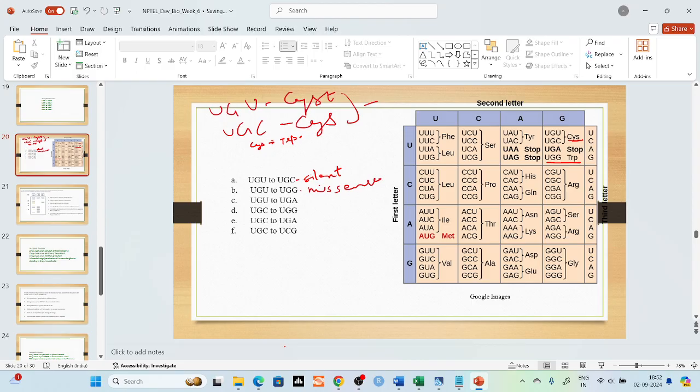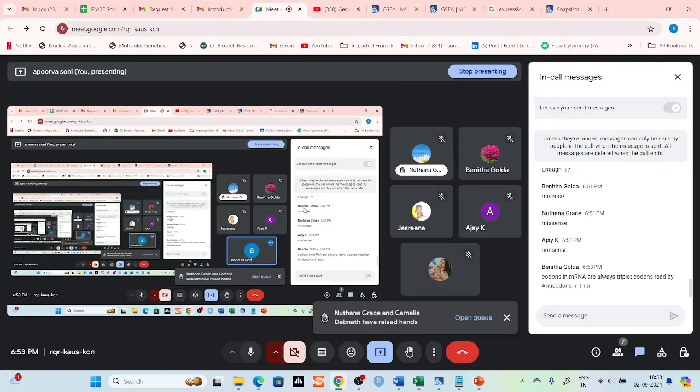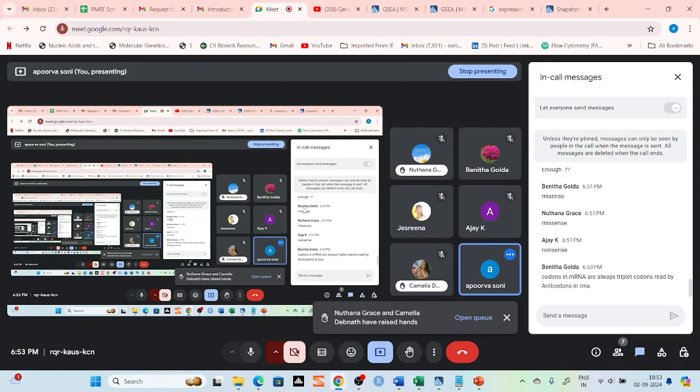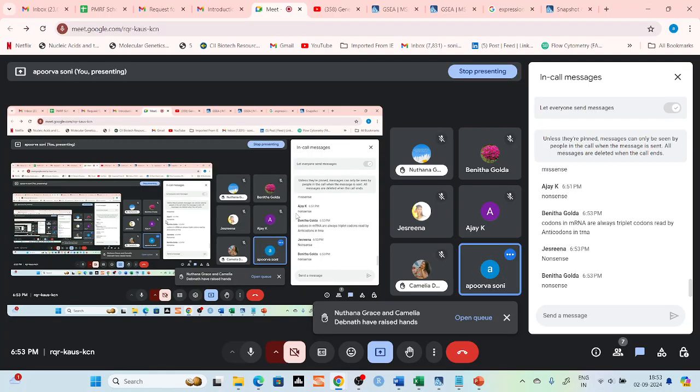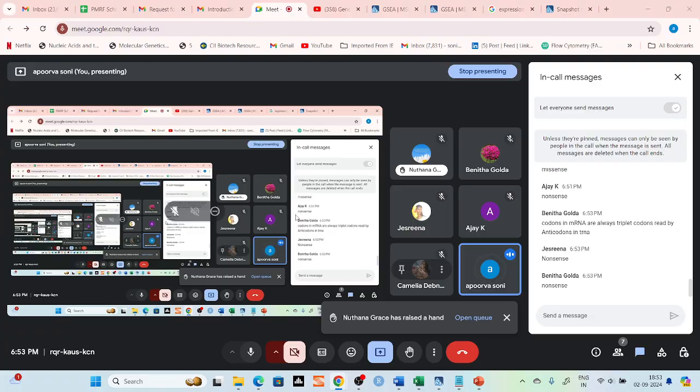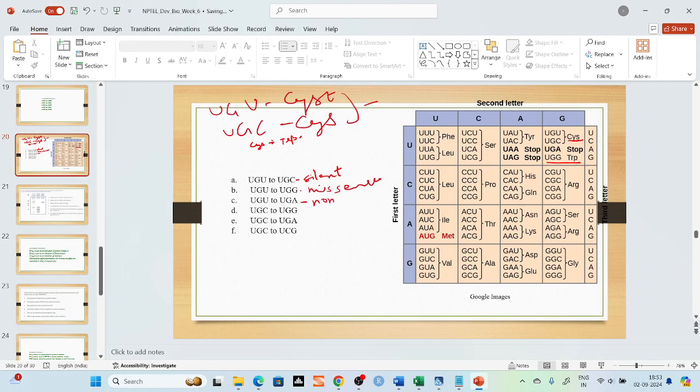mutation. Now you see second one, UGU. UGU codes for cysteine, and UGA codes for stop codon. So which kind of mutation is this? It's a nonsense mutation. Yes. Camelia, you have a question you can ask. Camelia, do you have a question? Okay, fine. So it is a nonsense mutation.